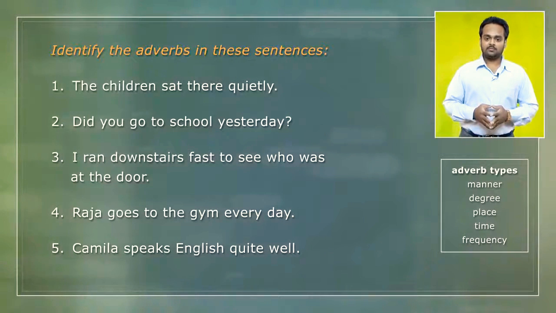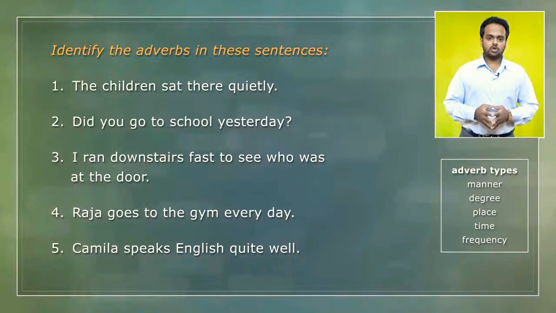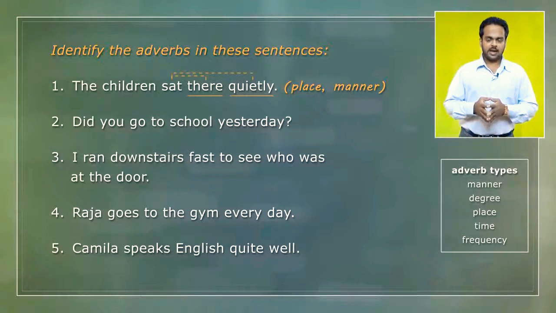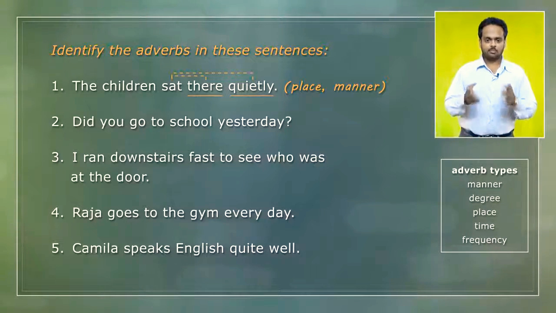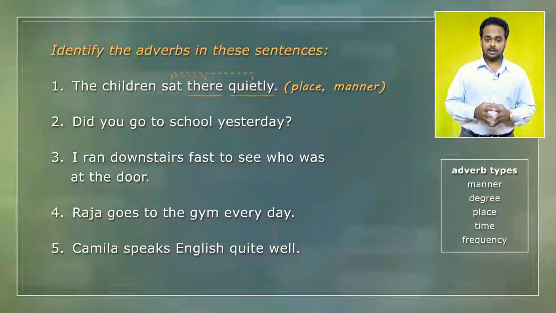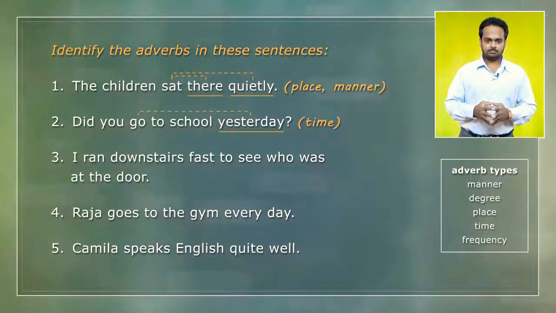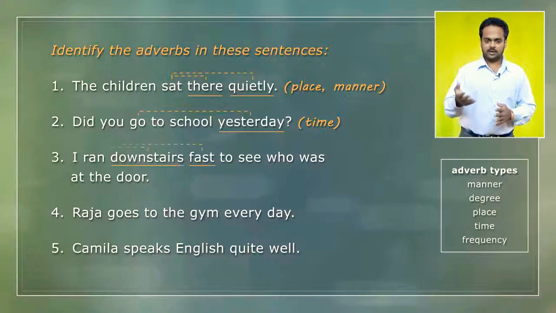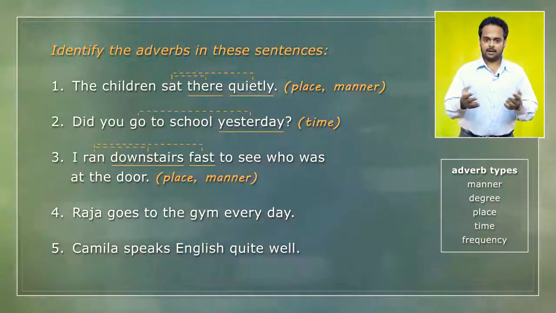Okay, how many adverbs did you identify? Let's see. In the first sentence, there are 2 adverbs. There is an adverb of place, and quietly is an adverb of manner. That is, it says how the action happened. Both of these adverbs modify the verb sat. In number 2, the adverb is yesterday. It's an adverb of time. In number 3, there are again 2 adverbs. One is downstairs, an adverb of place, and the second is fast, an adverb of manner.